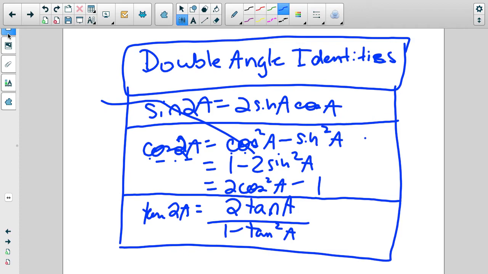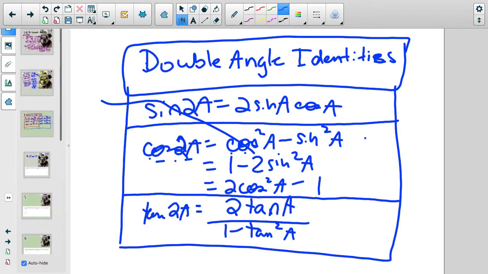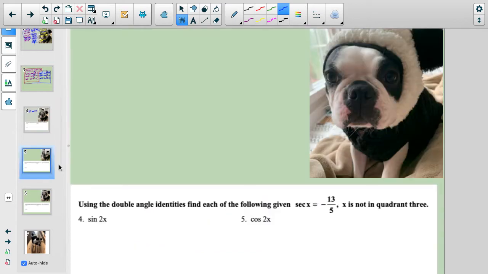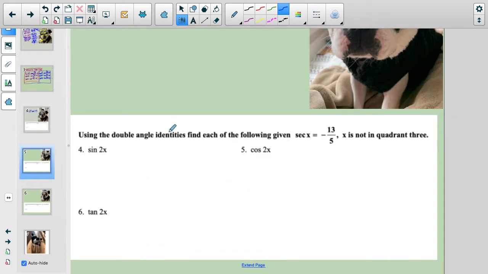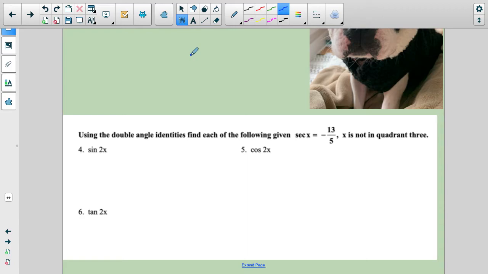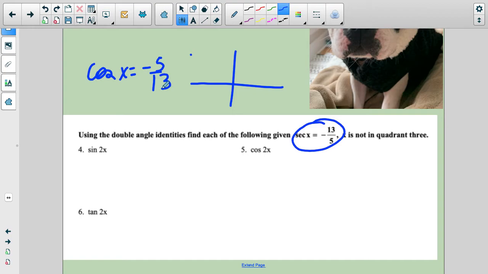Alright, so look, have your memo page out and let me show you what you're gonna be doing for homework. I pulled it up here. Yours will be out of the book, but this is what you'll do. It'll be on double angles. I'm gonna draw a triangle, and it says that secant is negative 13/5. I'm not a fan of secant. I'd rather use cosine. Cosine of x would be negative 5/13 using another identity. If I give you a reciprocal, I'd rather use sine, cosine, or tangent myself.